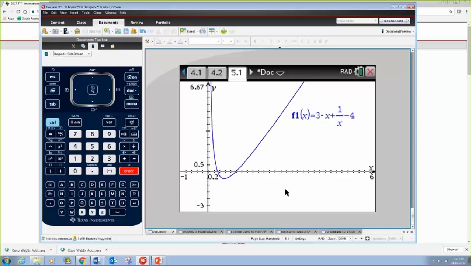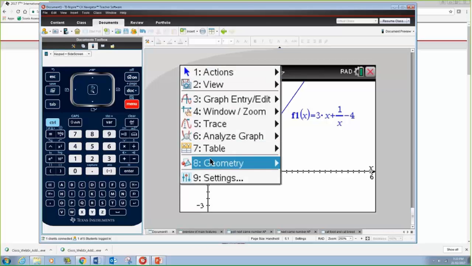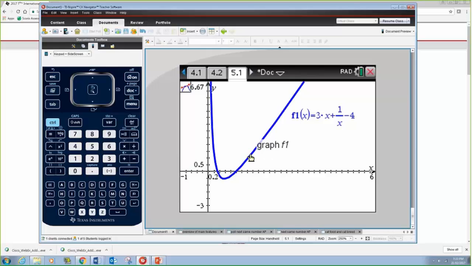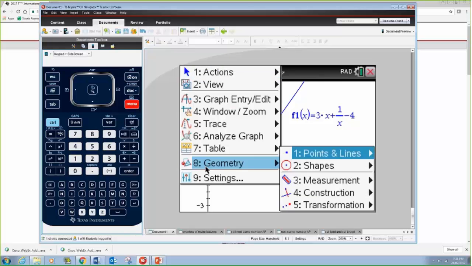tangent. So now we know that this feature, geometry, points and lines, we can do the point on, intersection points, and we can definitely do the tangent. So if we want the tangent, we want the graph, and now it's asking for the point. So to get the point, we need to open the bracket and enter the value. It is a bit tricky initially for the students, but after a while they get the idea how to do it.